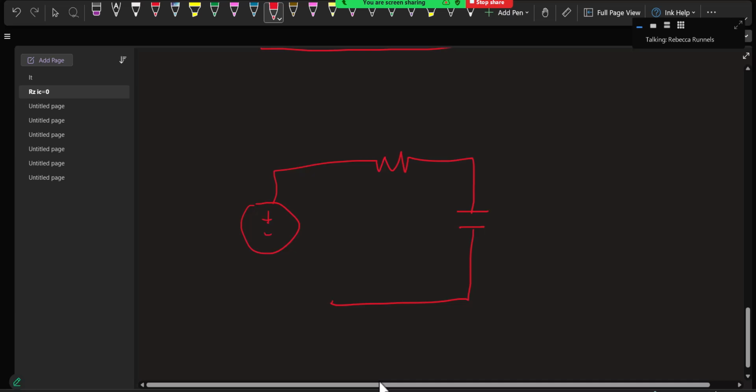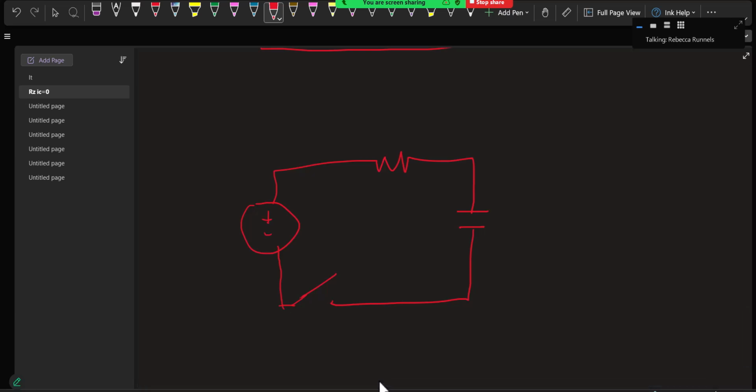I've got a switch right here. So right now, there's no current anywhere because it's open. So this is not charged. Our voltage is 0 because there was no way for it to get charged, because there's no way for current to flow.